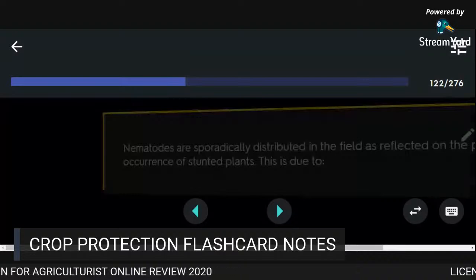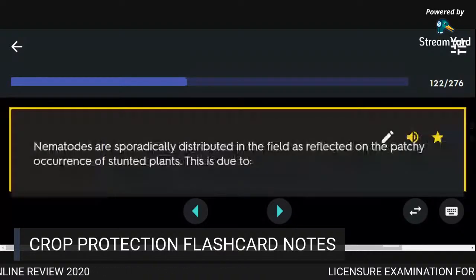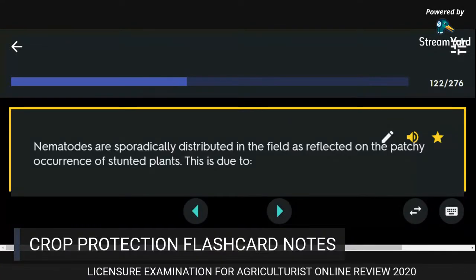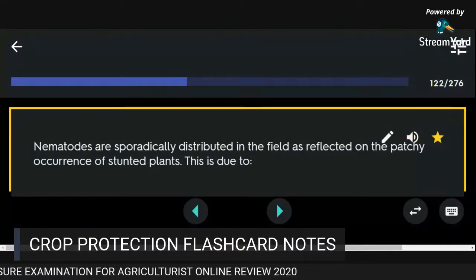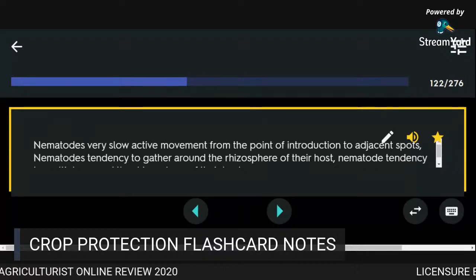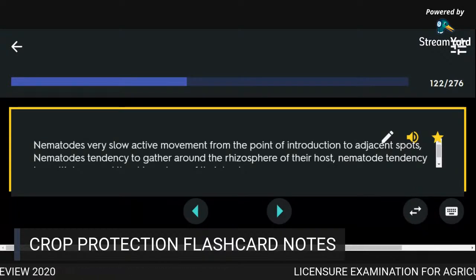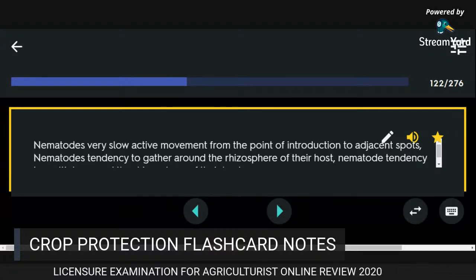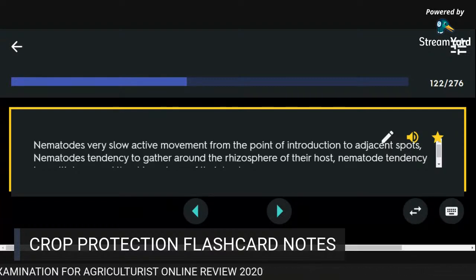Nematodes are sporadically distributed in the field as reflected on the patchy occurrence of stunted plants. This is due to nematodes' very slow active movement from the point of introduction to adjacent spots. Nematodes' tendency to gather around the rhizosphere of their host. Nematode tendency to multiply around the rhizosphere of their host.